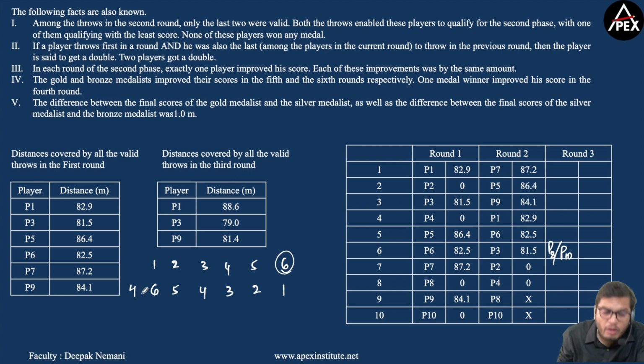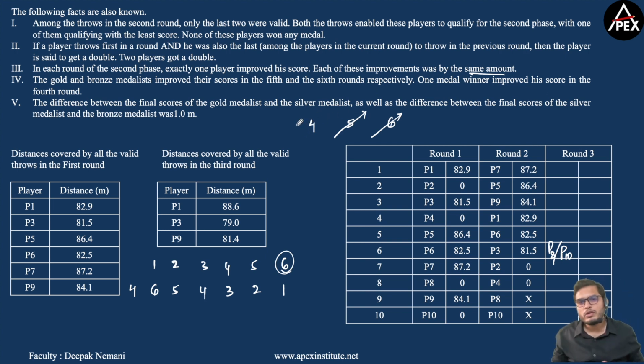Now it is also given that in each round of the second phase, exactly one player improved his score. Each of these improvements was made by the same amount. We'll come to this point later, but we have one player improving his score in round 4, one in round 5 and another in round 6. Now the gold and bronze medalists improved their scores in the 5th and 6th rounds respectively. So the gold medalist improves his score in round 5 and the bronze medalist in round 6. Now one medal winner improved his score in the 4th round as well.